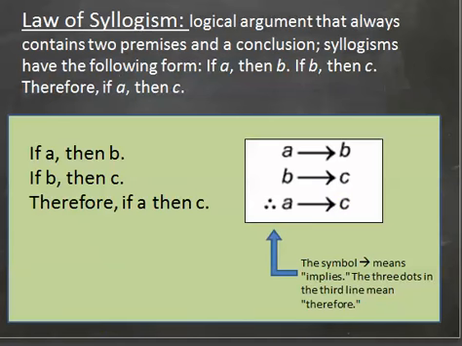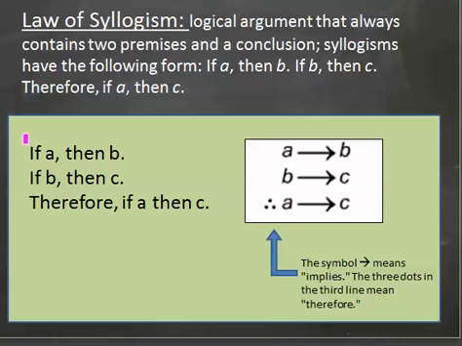Okay, so now we're going to talk about the law of syllogism. It's a logical argument that always contains two premises and a conclusion. Syllogisms have the following form: if A, then B; if B, then C; therefore, again, that conclusion word, therefore, if A, then C.